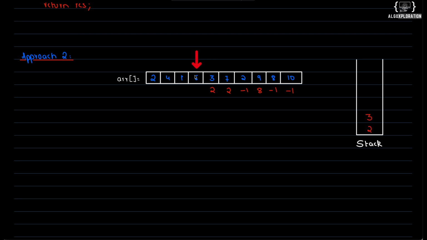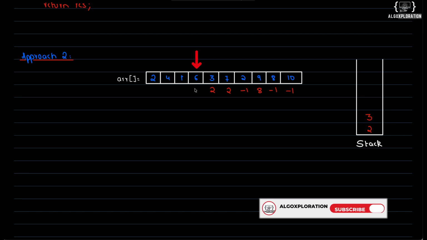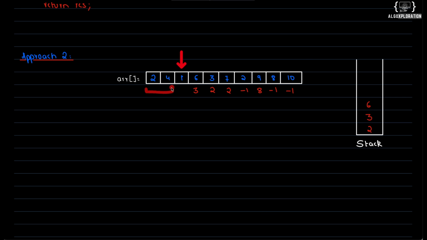Now for 6, the answer present in the stack is 3, and I'll store 6 over here. Now for 1, 6, 3, and 2 can never be the answer, right? So I need to pop all those. And since the stack is empty, for 1, -1 will be the answer, and I need to store 1 over here. Now for 4, 1 will be the answer, and I'll push 4 over here.